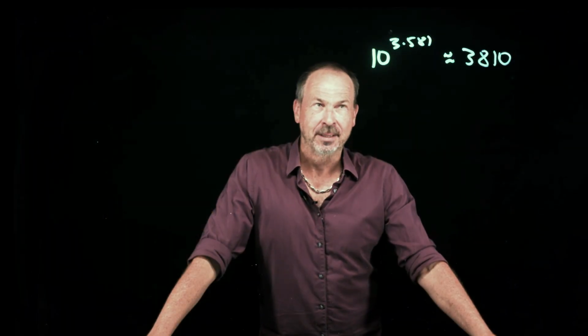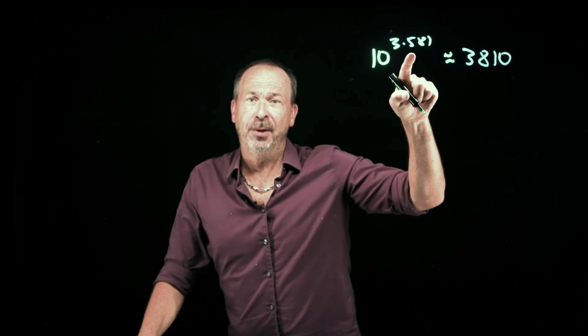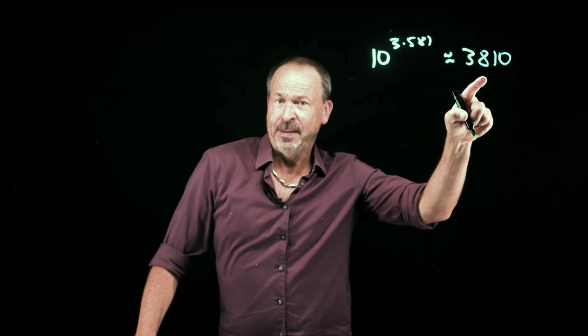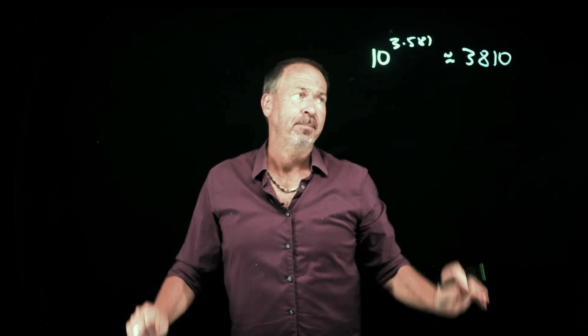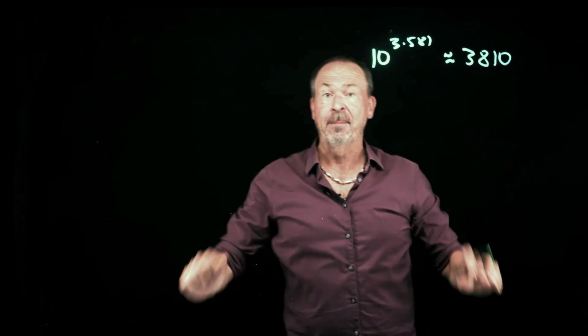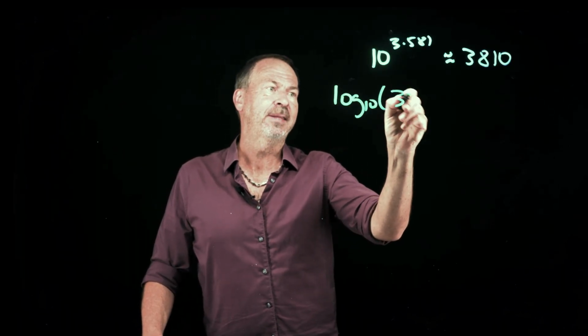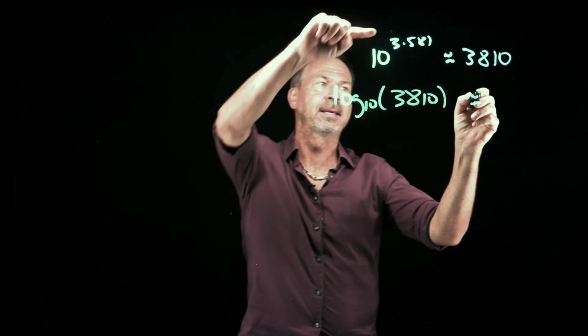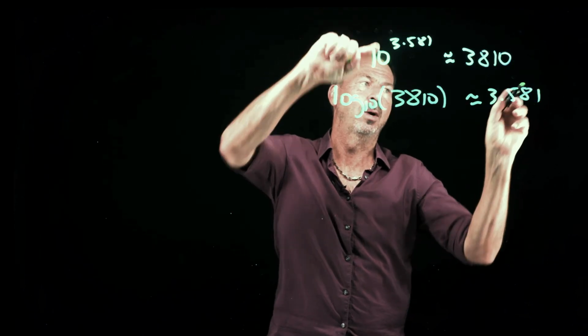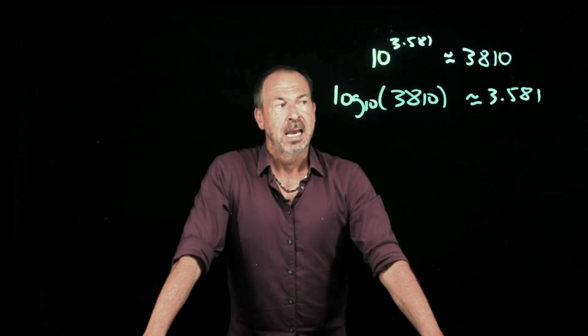My calculator says that 10 raised to the power of 3.581 is about 3,810. Super. I could rewrite this as a statement about logarithms. It's saying the power of 10 that gives the answer 3,810 is about this, 3.581. Super. And I go backwards.